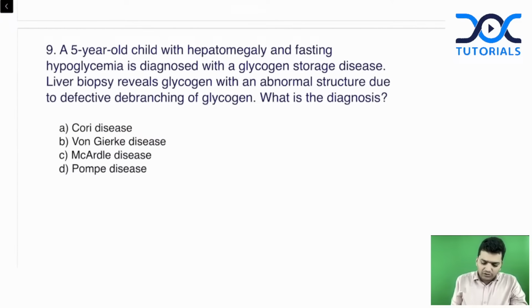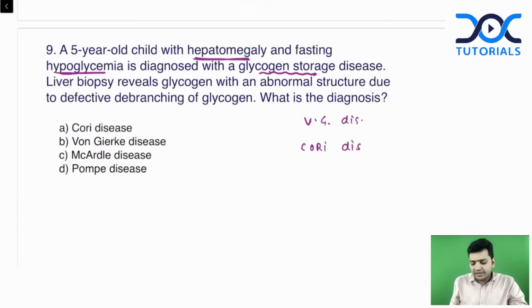A 5-year-old child is presented with hepatomegaly, fasting hypoglycemia, and diagnosed with glycogen storage disease. In the beginning itself, I told you, glycogen storage disease leading to hypoglycemia, there are 3 things that should come in your mind. One, von Gierke disease. Second, Cori disease. And the third, we have already discussed, that was Anderson disease. In all these diseases, there's going to be fasting hypoglycemia.